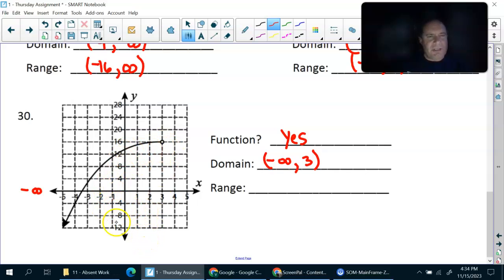The range is the lowest part of this graph is negative infinity. It goes down forever. Look at the y. And then the negative infinity gets listed first. And then the highest part of the graph is 16. So 16 gets the parenthesis as well.